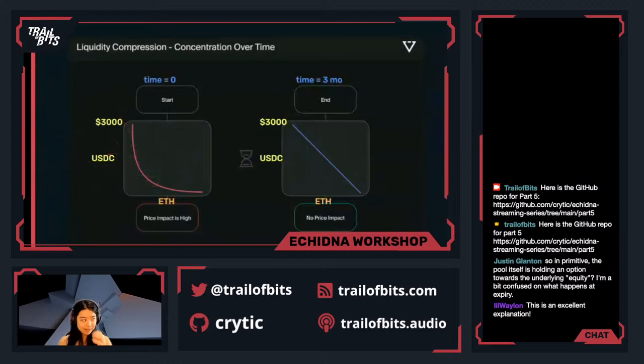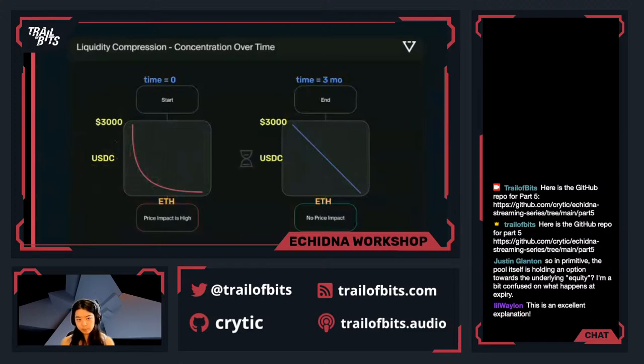Yeah, sounds good. One question was, given that the pool itself is holding an option towards the underlying equity, what happens at expiry? When a pool is created, from time zero up until right before maturity, the pool consists of, in this case, USDC and ETH.